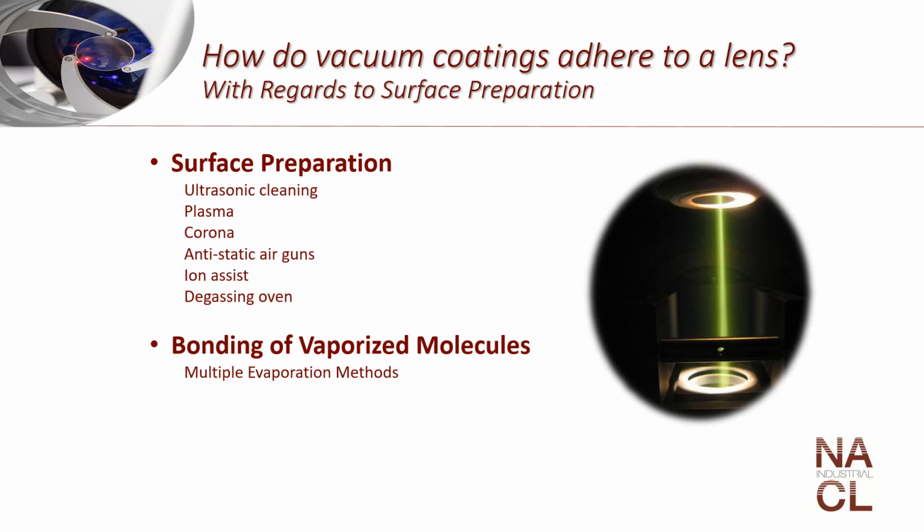So basically there's multiple evaporation methods, and essentially the principle is, an energy source evaporates your materials, they go airborne under vacuum, and they're vacuum deposited or bonded to the surface. That's really the general principle of vacuum coating. So those are some ways vacuum coatings adhere to a lens prior to or with surface preparation.